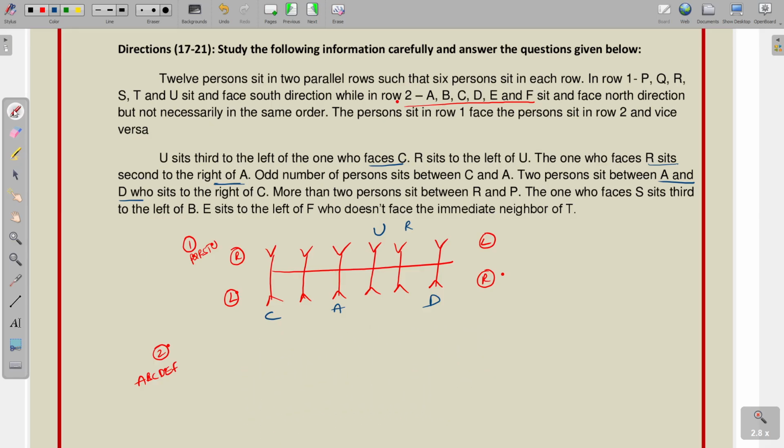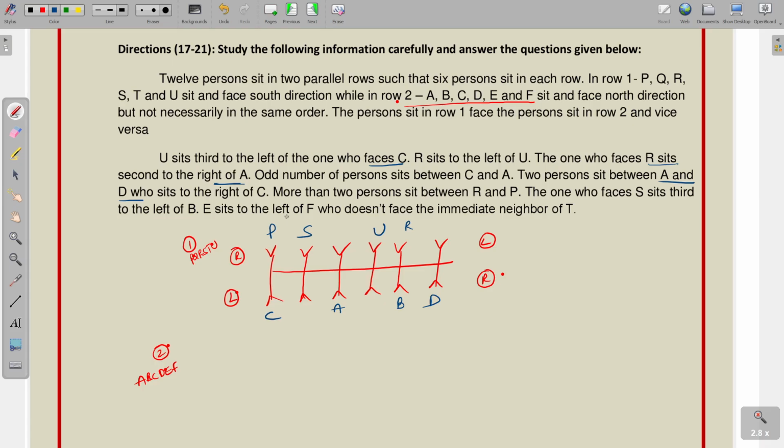Next, more than two persons sit between R and P. So more than two persons, 1, 2, here P is placed. The one who faces S sits third to the left of B. So the one who faces S sits third to the left of B. If we place B here, 1, 2, 3. Here who comes, that is S is placed here.